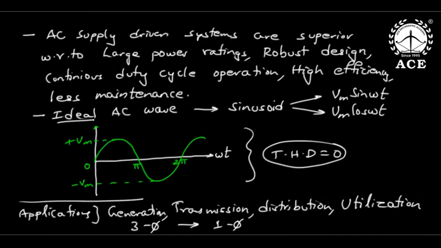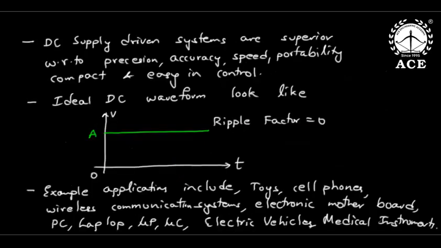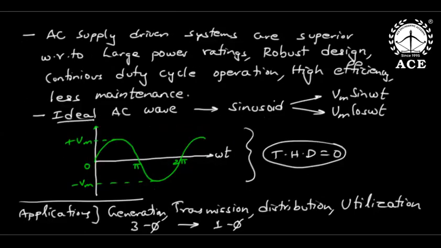Sinusoid means it can be either a sine wave or a cos wave. The ideal AC waveform has total harmonic distortion of 0 because there are no harmonics. The Fourier series of sin x is sin x only, and the Fourier series of cos x is cos x only. Applications are everything: generation, transmission, distribution, utilization. That is why the sinusoid is the number 1 waveform to transport, distribute, and utilize our energy at power level. So at signal level, DC is number 1. At power level, the sinusoid is number 1.